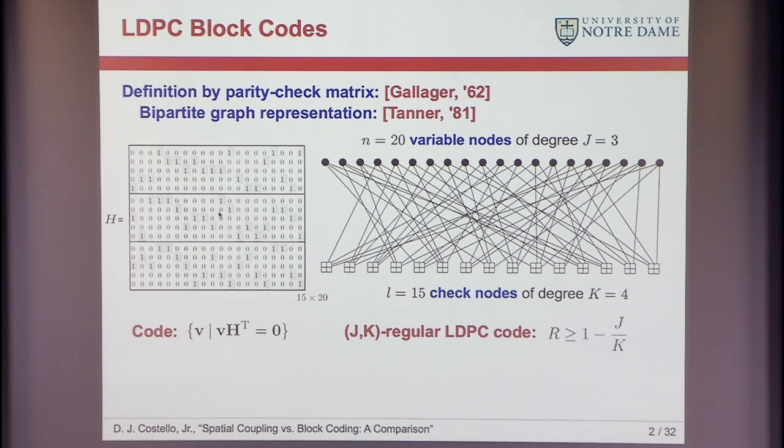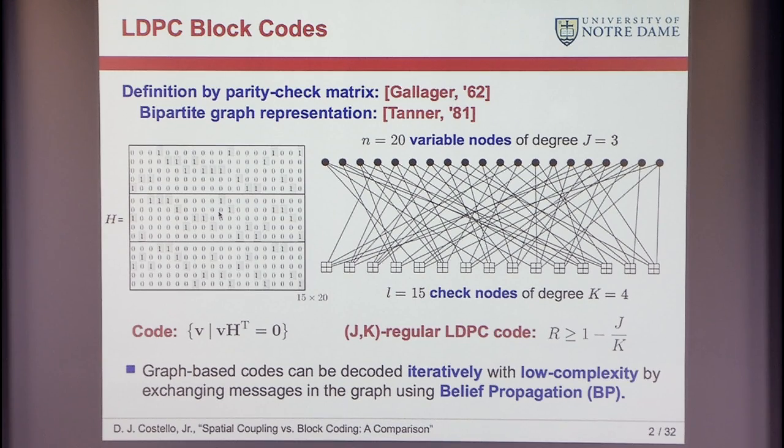So most of you know this picture. We've got an H matrix that describes an LDPC code, although you can't really show an LDPC code on a small screen like this, since you can't put too many ones in it, but it's described by a graph. Of course this is a (J,K) regular code, it has a certain rate associated with it. And of course, we can use low complexity belief propagation iterative decoding for codes of this type.